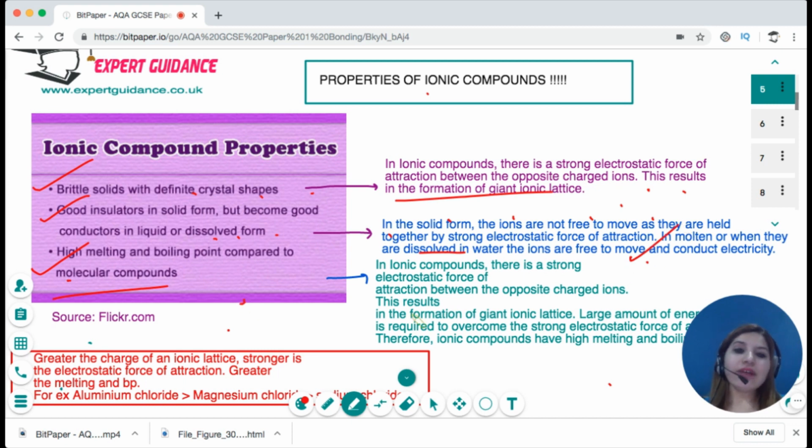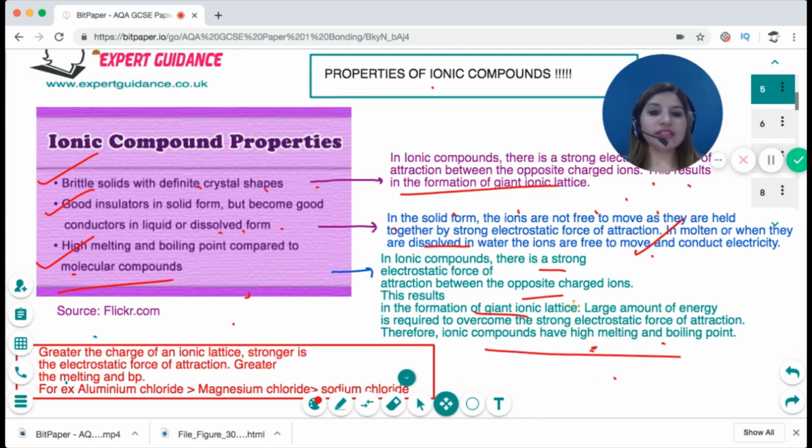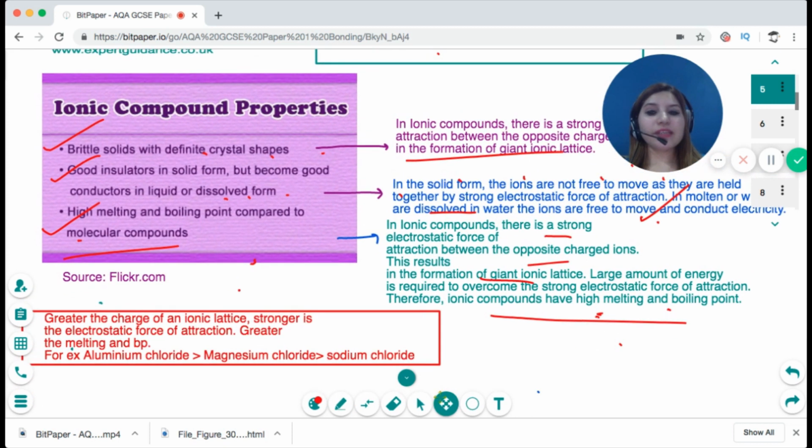And why do they have high melting and boiling points? Again, because there's a strong electrostatic force of attraction between opposite charge ions. It forms a giant ionic lattice, so a large amount of energy is required to overcome these strong electrostatic forces of attraction. Therefore, they have high melting and boiling points. Okay, so this is how you explain the properties of ionic compounds.